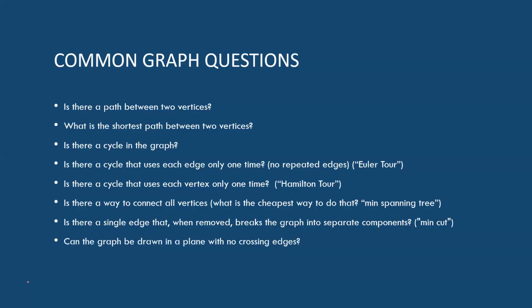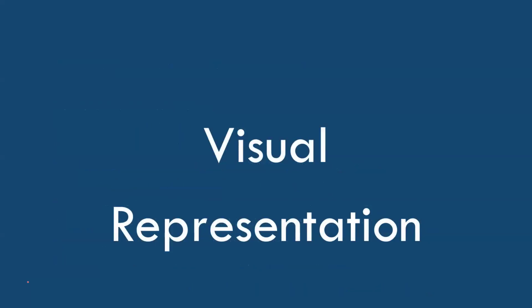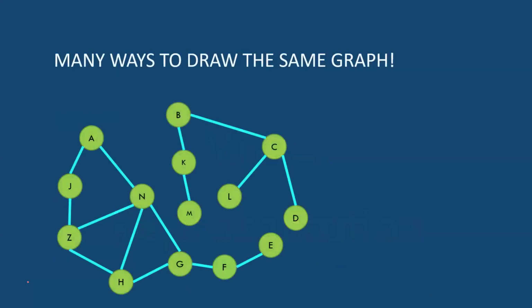And there's more. Drawing something in a plane with no crossing edges. Do adjacency lists represent the same graph? These are some really fun and quite challenging problems. Some are relatively easy to solve. Some are really hard to solve. Okay, and for some, there's still research going on to solve them more efficiently. Okay. So we'll try to pursue some of these. We certainly won't be able to do all of them.